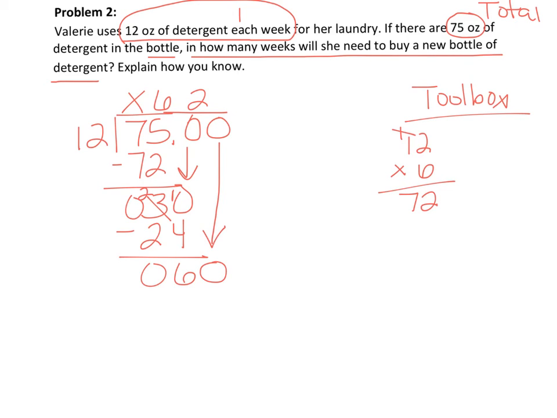60 divided by 12. Well, I think it's going to be 12 times 5, but let's just check. 5 times 2 is 10, carry the 10. 5 times 1 is 5, plus 1 is 6, 60. So it's going to be 5 up in my quotient. 5 times 12 is 60. Oh, I love when there's no remainder. Can't forget my decimal. So 6 and 25/100 weeks.